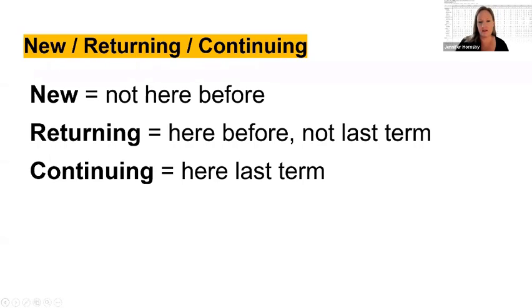So I had said to be a first-year student, you have to be new. You have to have never been here before in a fall or spring semester. We call this NRC, and it stands for new, returning, and continuing. Returning means the student was here before, but they weren't here last term. So they skipped at least one term.